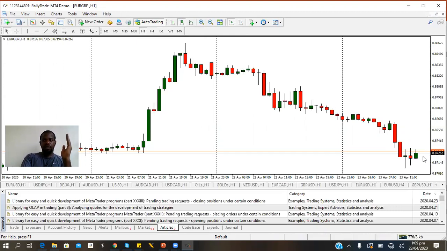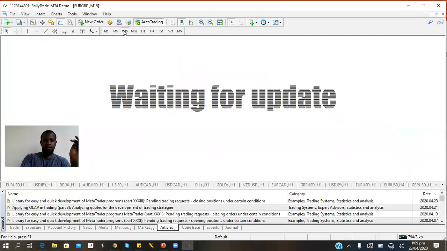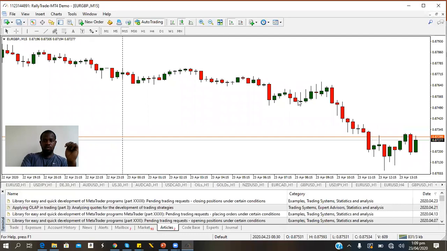Now this particular candlestick is still open. This is the 1 hour candlestick, and right now my time is 1:09 p.m. Once it is 2 p.m., this candlestick closes. It is that simple. If I change my time to 15 minutes, this is what happens in the market every 15 minutes. It's that simple. These are candlesticks.